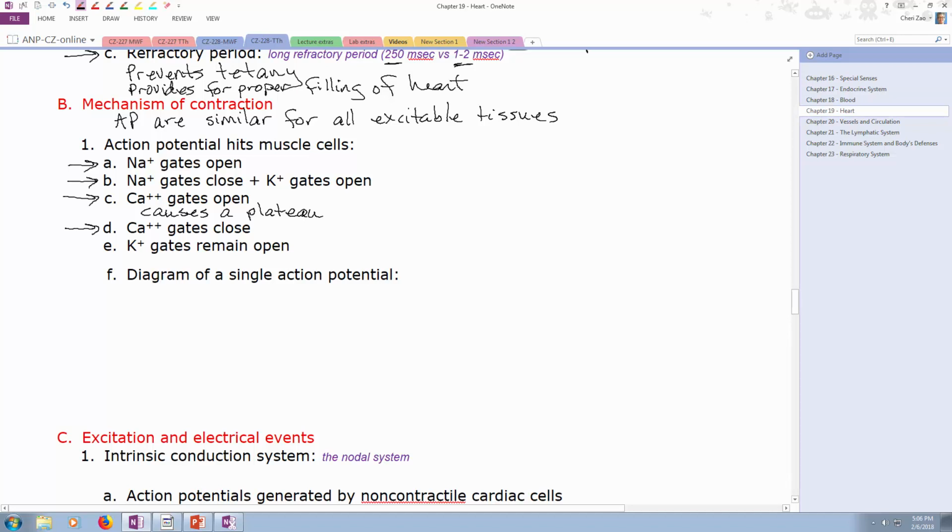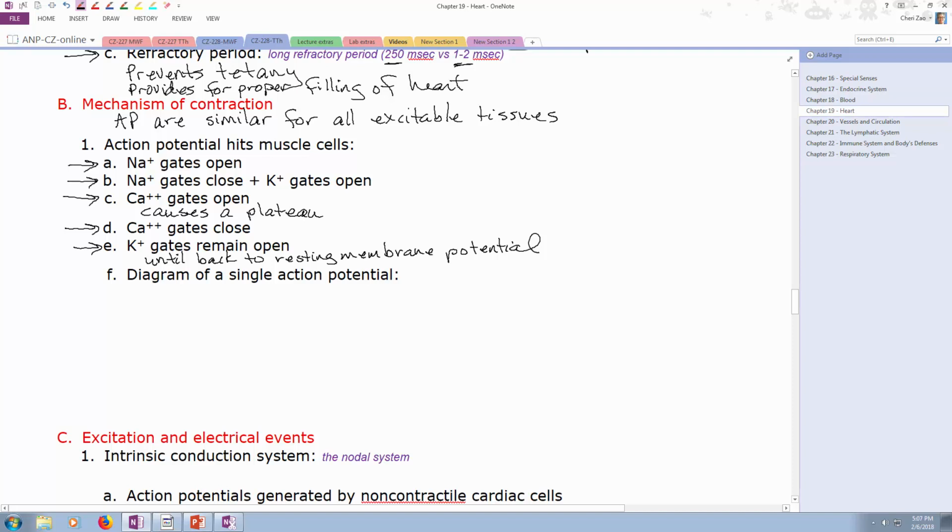And the calcium gates are actually then going to close because the plateau is not flat. It's got a little bit of a decline to it. Calcium gates will close. And because we're still up there, our potassium gates are actually remaining open until we reestablish our resting membrane potential. And then those potassium gates will actually close.